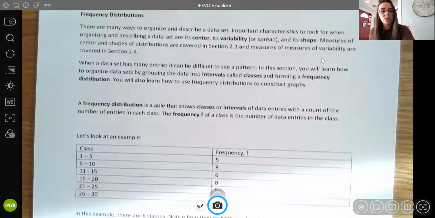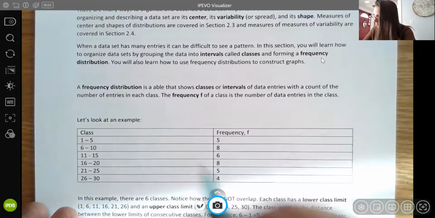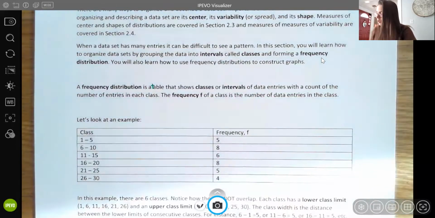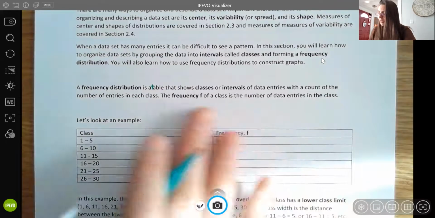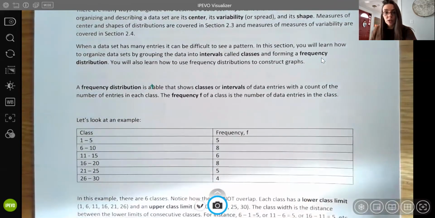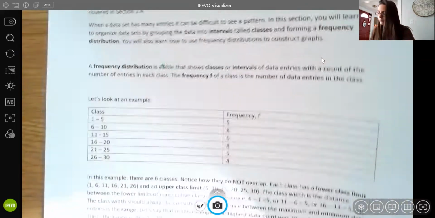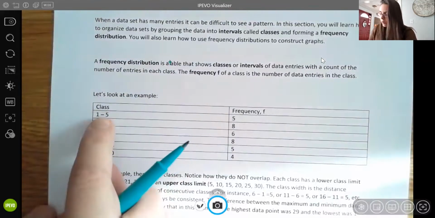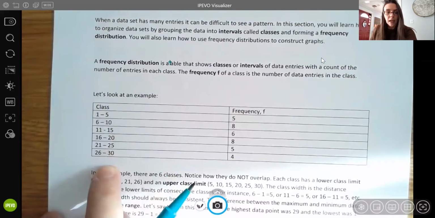A frequency distribution is a table that shows classes or intervals of data entries with a count of the number of entries in each class. The frequency of a class is the number of data entries in that class. Okay, so here's an example of a frequency distribution or a frequency table. These here are called your classes.